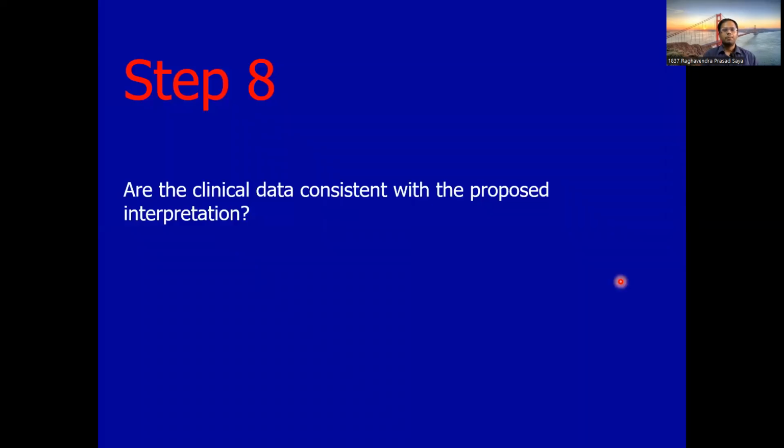So next is step 8. Are the clinical data consistent with the proposed interpretation? So always analyze all these data in relation to the clinical condition of the patient. Just don't see the ABG and do the diagnosis and everything. So always try to correlate clinically with the patient's condition so that it will be accurate.